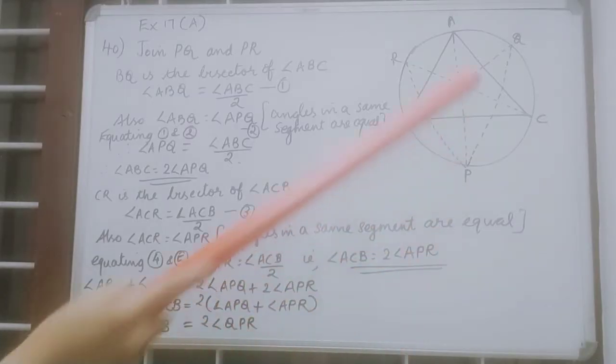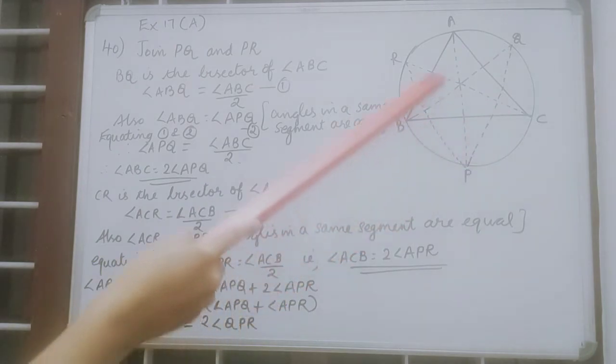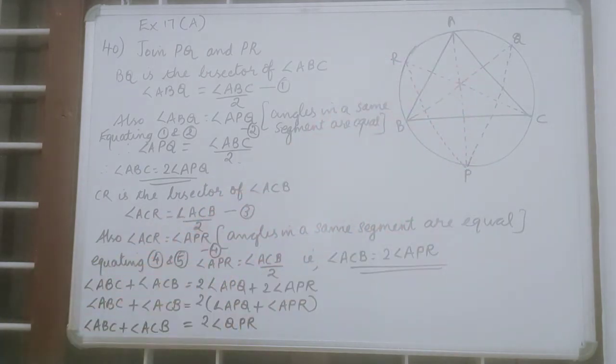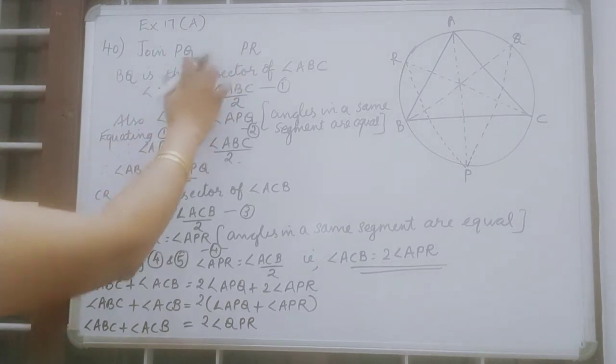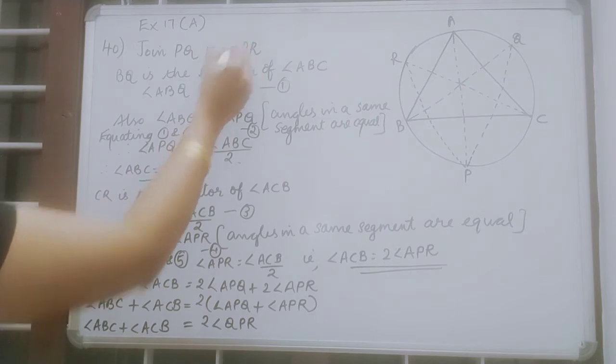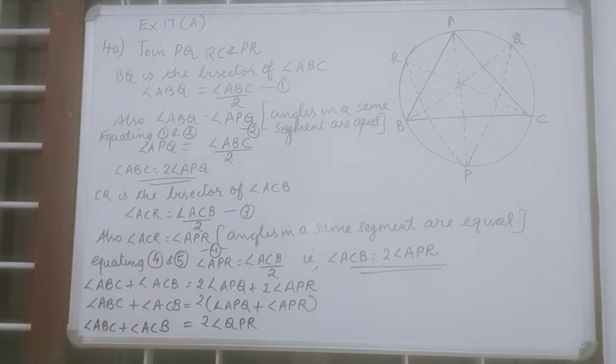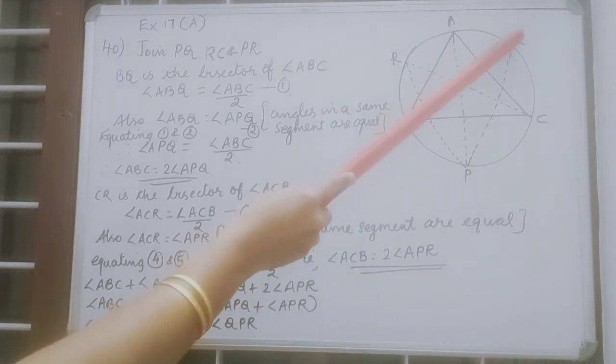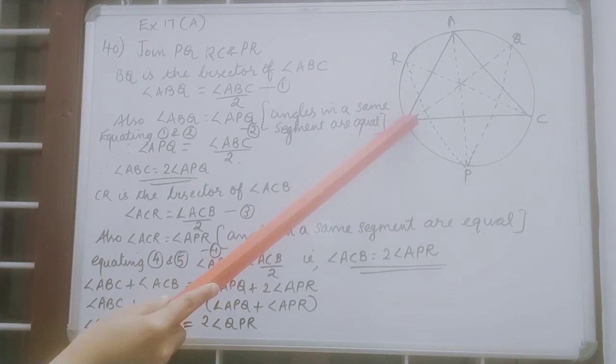Join PQ, PR and RC. BQ is the bisector of angle ABC.